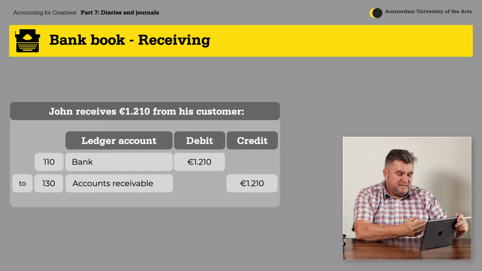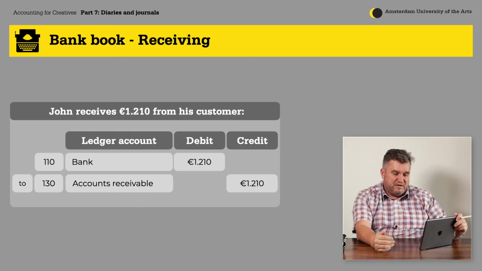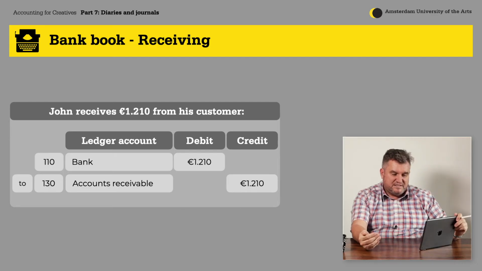And on the other side, the accounts receivable, it's like the debtors that we have a claim for money for. It decreases with 1,210 euros because now the customer has paid. He is no longer in debt with us. So because it decreases, it's on the different side of the journal entry, this way on the credit side, because accounts receivable normally is on the debit side in the balance. But because it goes down, like a negative number, it's on the credit side of the journal entry.